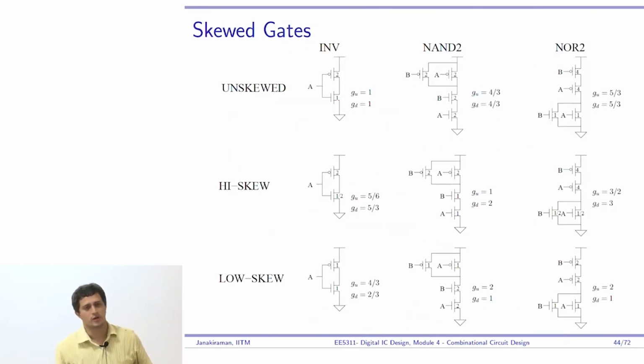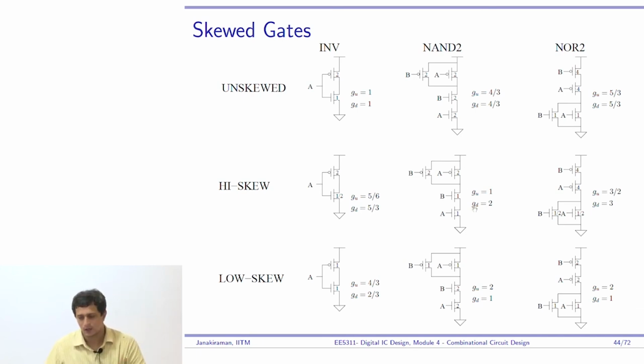So what is shown here is basically the unskewed gate. Pull up logical effort is 1, pull down logical effort is 1. NAND 2, pull up logical effort is 4 by 3, pull down is 4 by 3. NOR 2, 5 by 3, 5 by 3. The top row is an unskewed gate. High skew inverter, we saw the logical effort is 5 by 6 and 5 by 3. 5 by 6 for pull up, 5 by 3 for pull down.